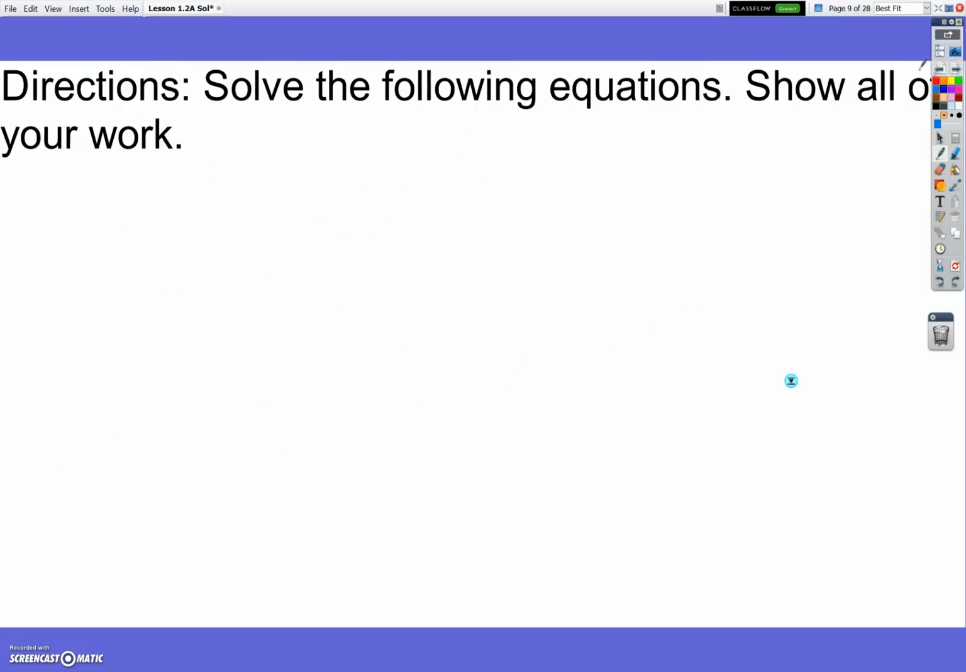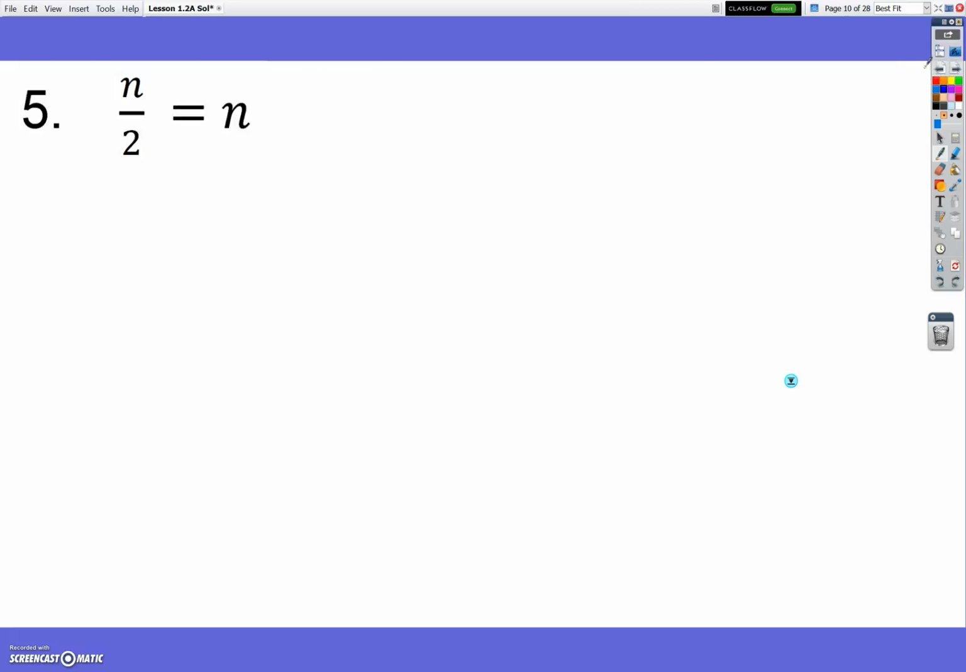So directions. Solve the following equations. Show all of your work. So this one's very basic. It is just n over 2 equals n. So what I need to do is get n all by itself. Before I do that, I'm going to multiply both sides by 2. This will get rid of my denominator, and I'll have n equals 2n.